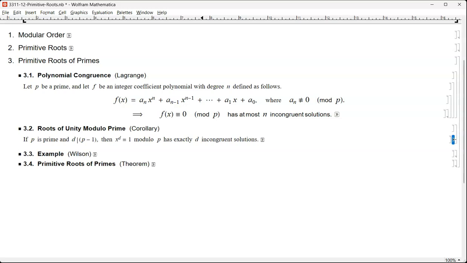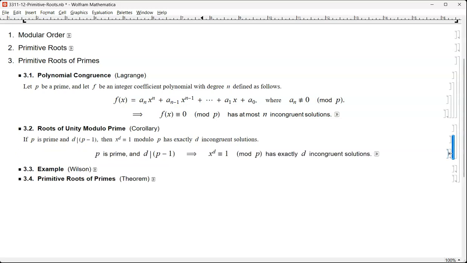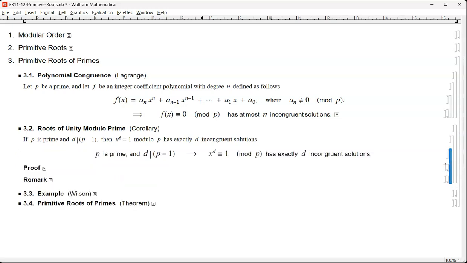Well, from Lagrange's theorem, at most d incongruent solutions, we can get that. But it could be less than d, maybe all the way to 0. But this theorem, this corollary, says exactly d incongruent solutions. How can you say that?